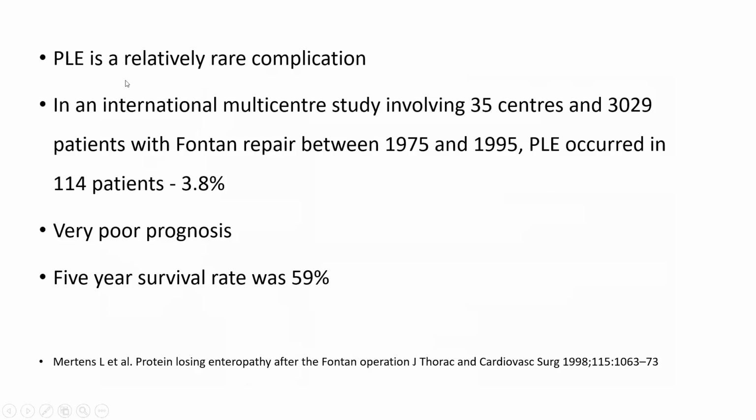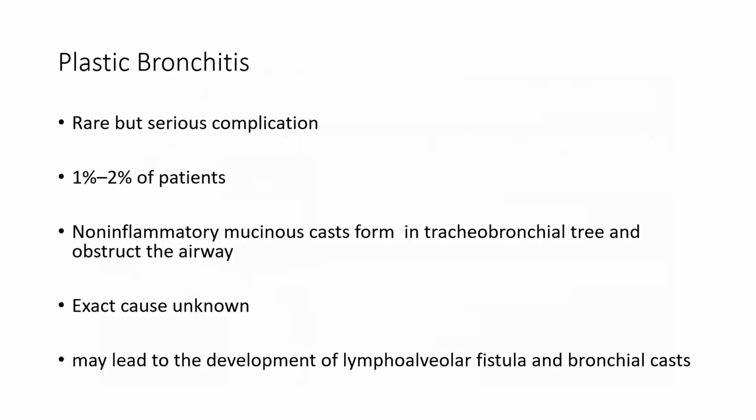So PLE is a relatively rare complication. In an international multicenter study involving 35 centers, what they found is the rate is around 3.8% only, with very poor prognosis. The 5-year survival rate is only about 59%. Now, a second entity of lymphatic drainage abnormality is plastic bronchitis, a rare but serious complication.